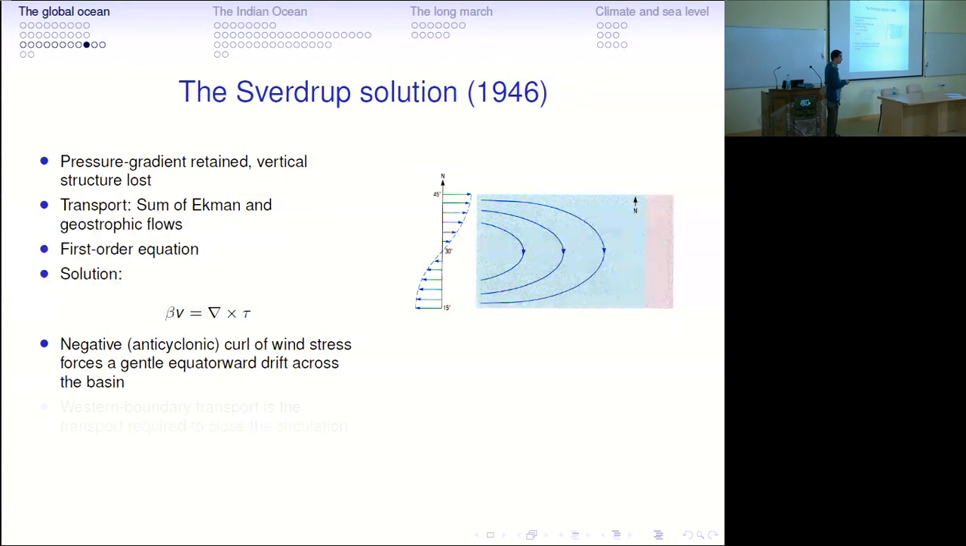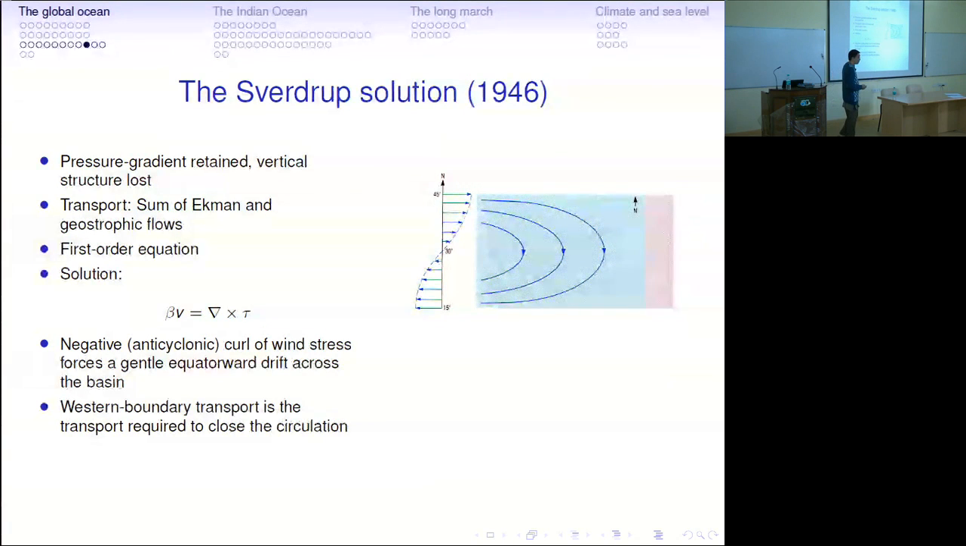The western boundary transport then is the transport that is required to balance the mass, close the circulation. Now Sverdrup had a first order equation, so he could integrate either from the east or from the west. He looked at the data and decided to integrate from the east. Mathematically, there's nothing that tells you which way to do it. He just decides to do it from the east, and therefore the boundary current appears at the west.